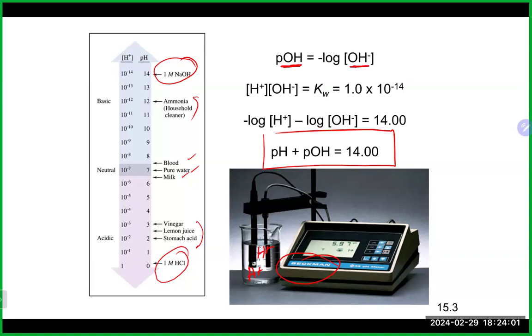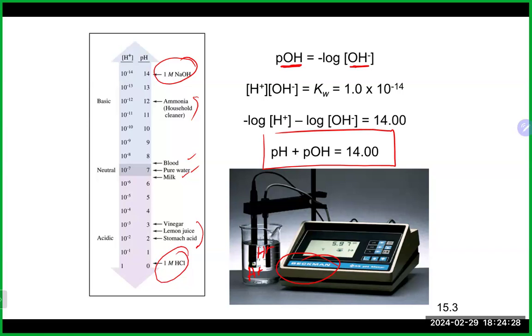So what's really kind of nice is in some cases you may not have to use KW to answer a question. You could calculate the pOH if you're given the OH minus concentration, and then you can just subtract it from 14, and then you'll have the pH really quickly. You could still use KW and take the OH minus concentration, convert it to H plus, and then go into the pH. They both should give you the same answer when it's all said and done.